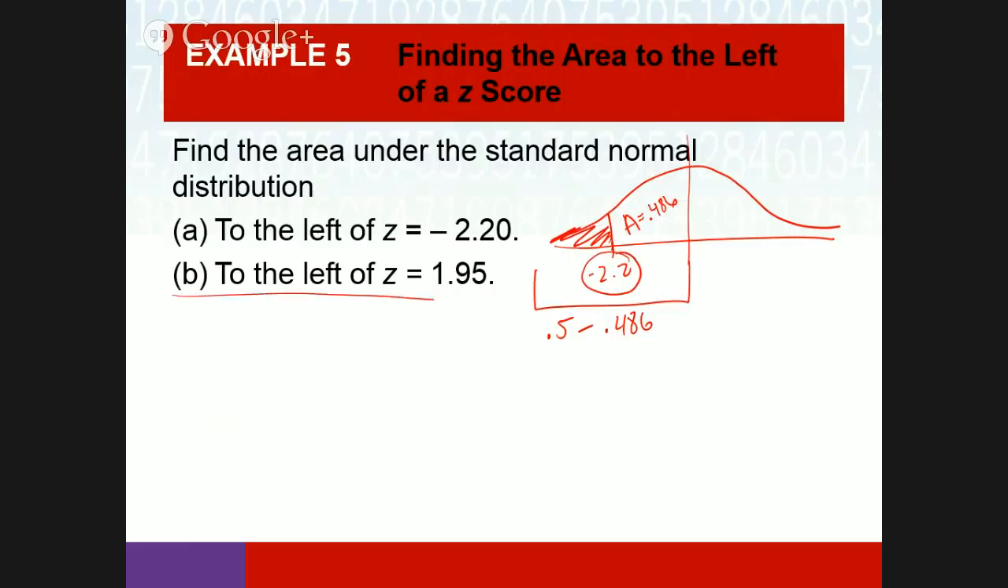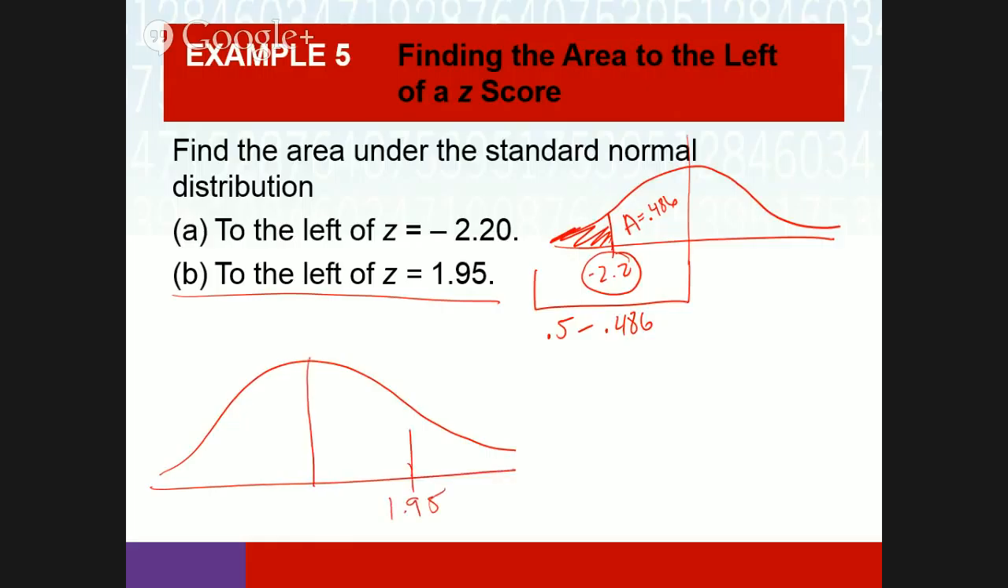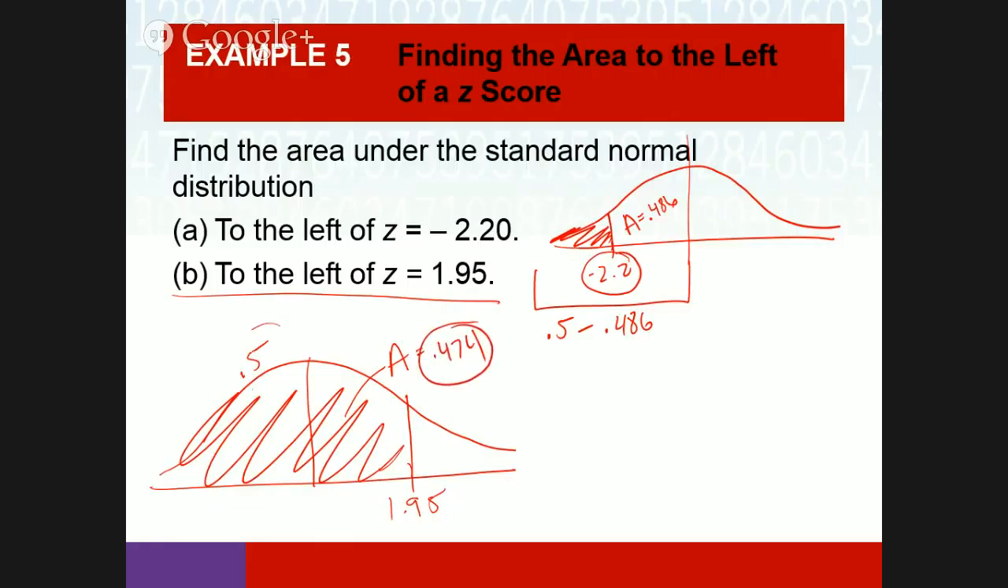If I was to answer B here and I have a z-score of 1.95 and I want to know the area to the left of that, I'm going to find the area and I'm going to add 0.5, right? So what is the corresponding area to 1.95? 0.474. And I'm going to take 0.474 plus 0.5. So you see how drawing the picture kind of helps visualize if you're going to add or subtract.